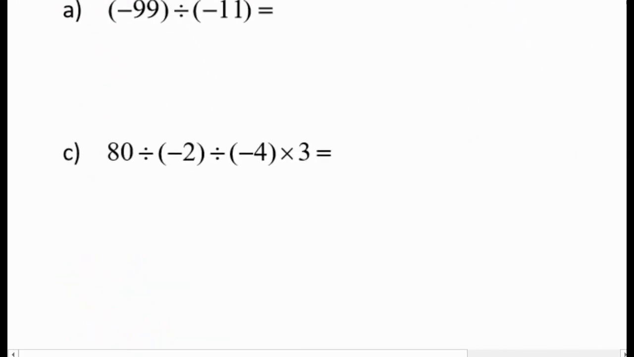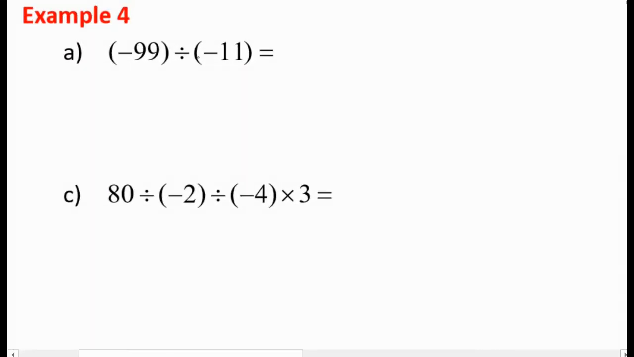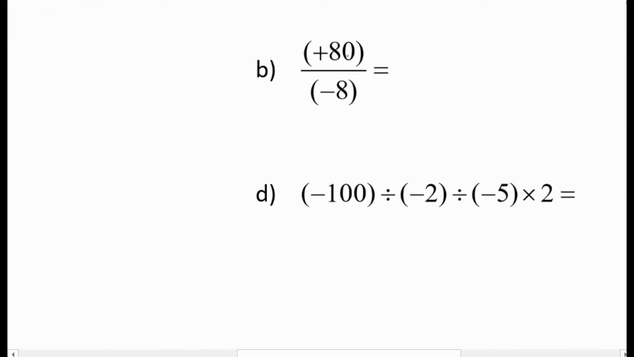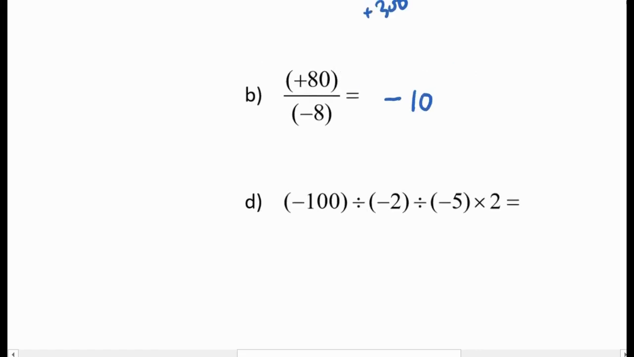Okay, next. Division. Negative divided by negative is positive. 90 divided by 10 is 9. Okay, so the answer is positive 9. Remember, the division bar is the same as division. So this is positive 80 divided by negative 8. Is it positive or negative? Negative. 80 divided by 8 is 10. Negative 10.